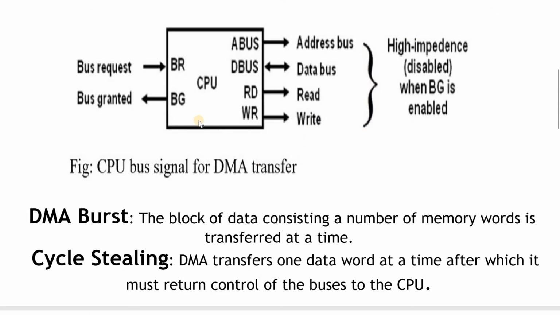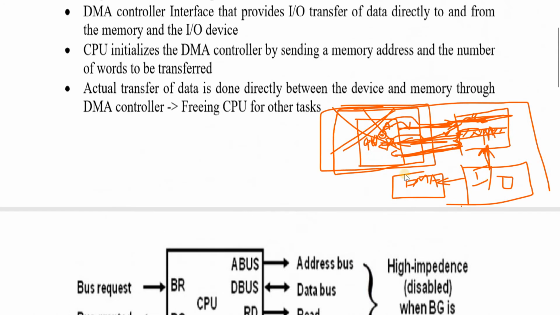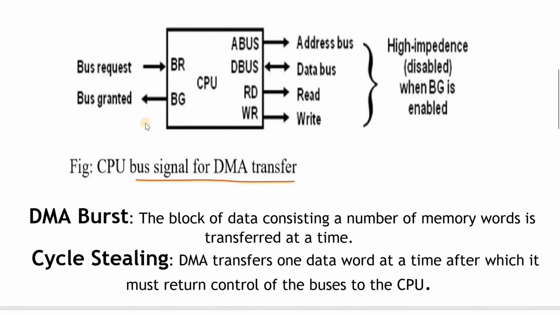In this case, these are the CPU bus signals for the DMA controller. What signals are we receiving from the CPU? If the DMA controller comes into the picture, what signals do we initiate to control the DMA? The CPU bus signals for DMA transfer are bus request and bus grant. This bus request, bus grant signal is connected to the DMA. Suppose the DMA is requesting some service, that means bus request. At that time the CPU will provide all the buses.